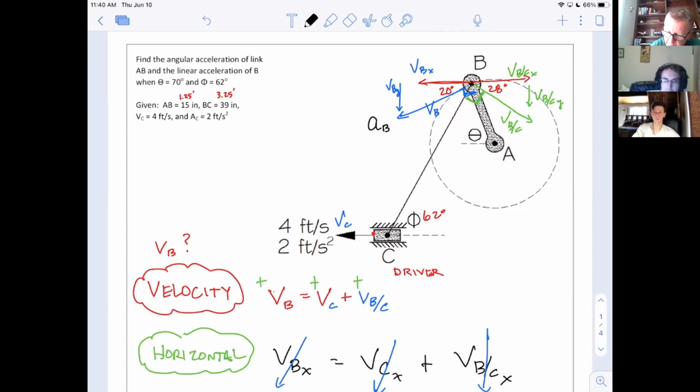So this is the acceleration of B. But that's actually a change of speed. That's what tangential is. Normal is over here. Normal is a change of direction. And so that's the acceleration of B normal.